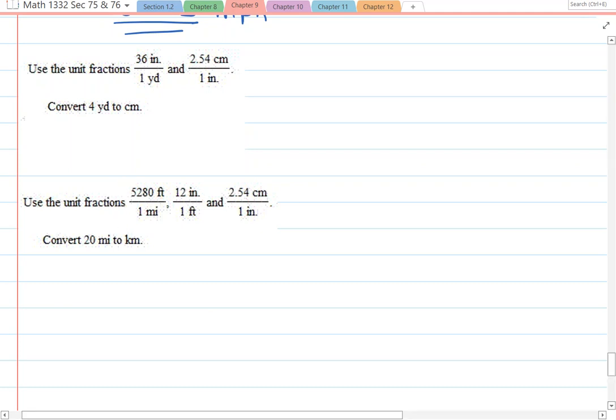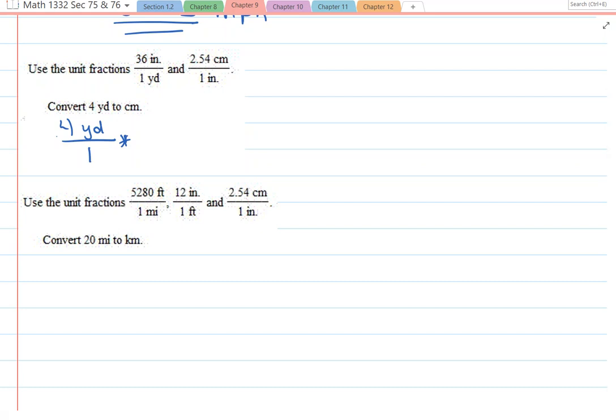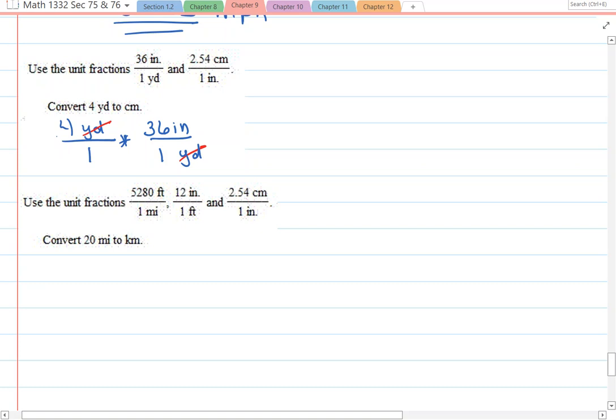All right. So on this one, we're using unit fractions of 36 inches equal a yard and 2.54 centimeters equal an inch. So we're converting 4 yards over 1 to centimeters. Well, we first have to change yards to inches. So 36 inches equals 1 yard. All right. So let's see what happens there. The yards cancel and I have inches because I need inches to cancel.